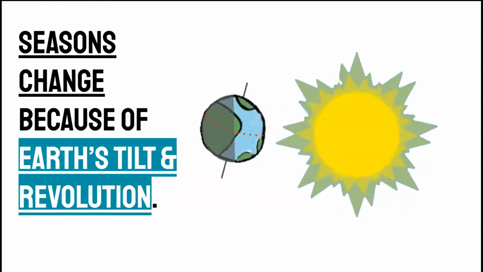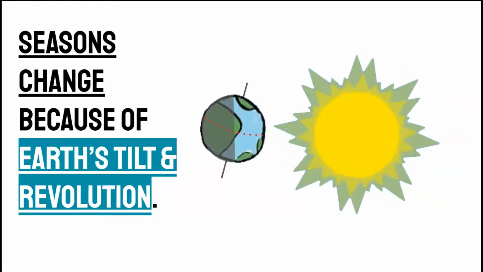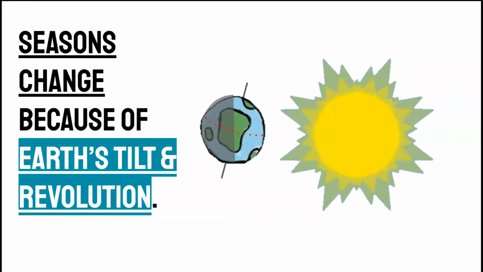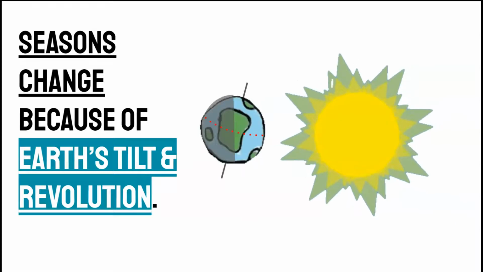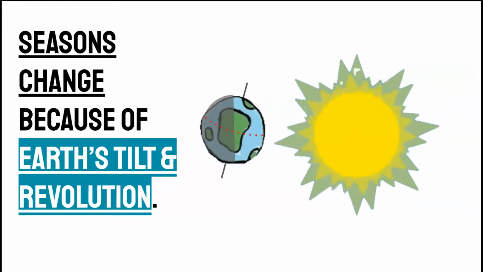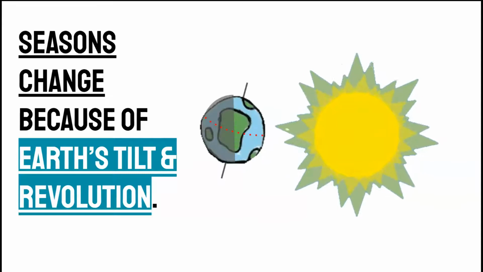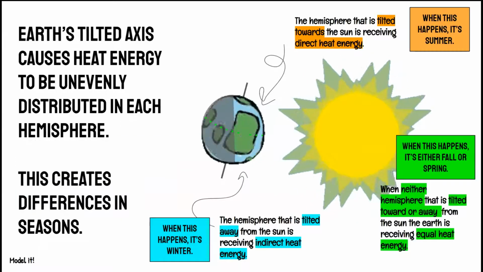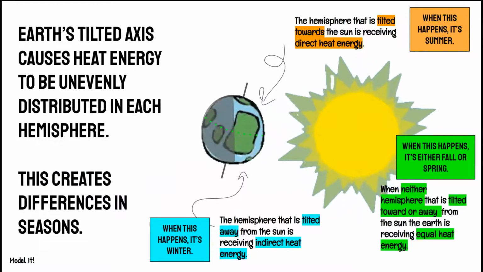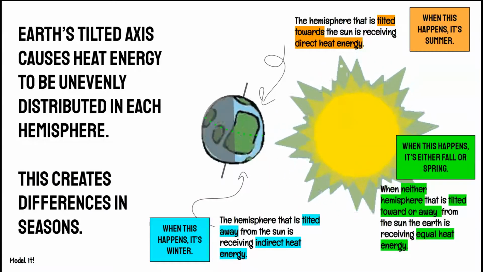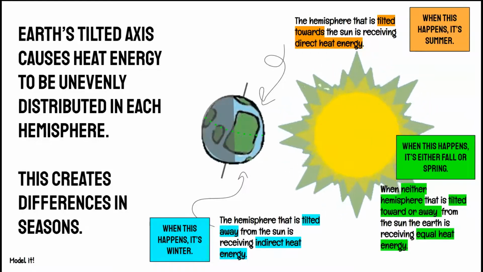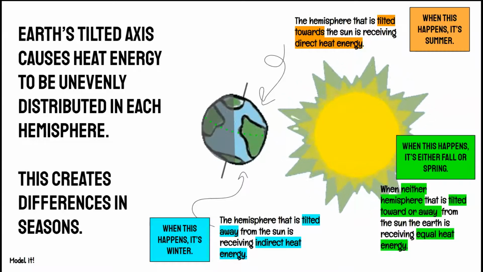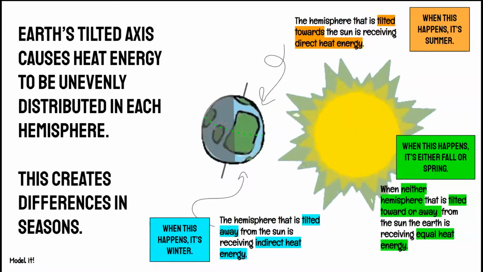Now, seasons are a little more involved. Seasons change because of Earth's tilt and revolution. Yes, the Earth continues to rotate during this process too, but that's not what causes seasons. Seasons are caused because the Earth's tilt on its axis is at a 23.5-degree angle, and it revolves or moves around the sun. Because of the Earth's tilted axis, Earth receives uneven distribution of heat energy from the sun in each hemisphere. This is a really big deal because this uneven heat distribution creates the differences in seasons between the hemispheres.